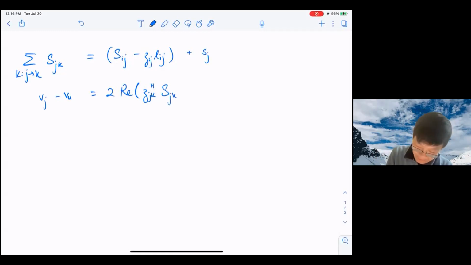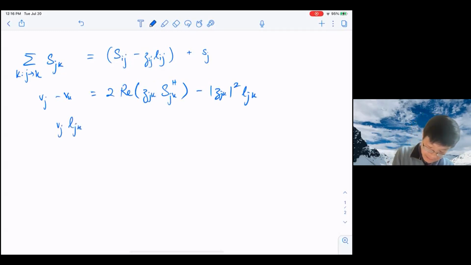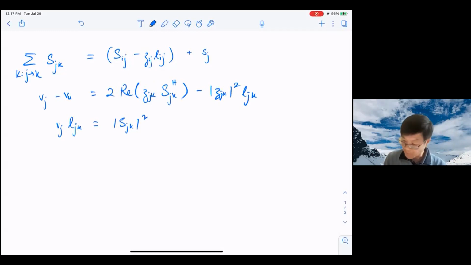Sjk. Minus the magnitude squared of Zjk times Ljk, and then there's Vj times Ljk equals the magnitude of Sjk squared. So that's the DistFlow equation for a single-phase network.